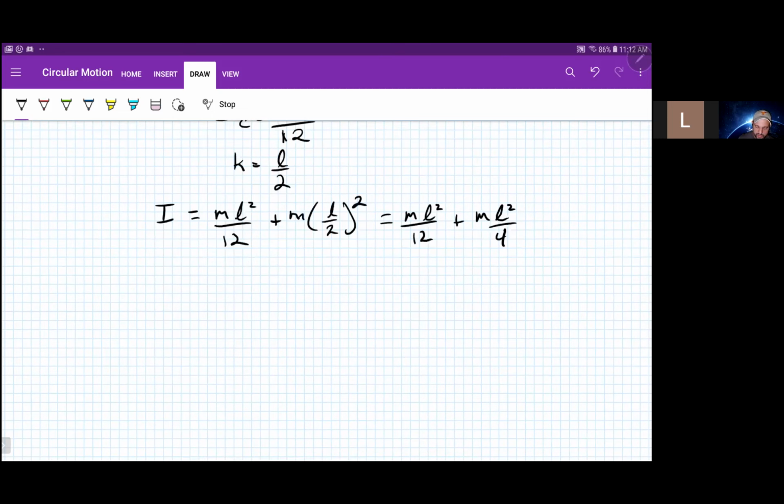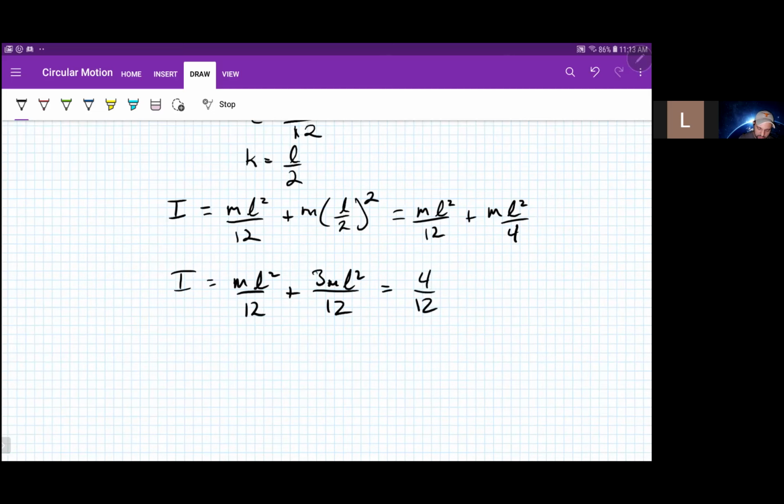Right. So these denominators need to match, of course. So we're going to leave the first one alone. I is equal to ml squared over 12. The second one becomes a 12 on the denominator, and so we have to multiply the top by 3. So we have 3 ml squared. That's going to give us 1/12 ml squared plus 3/12 ml squared, which gives us 4/12 ml squared. Right, and so then we can just reduce that to 1/3 times ml squared.